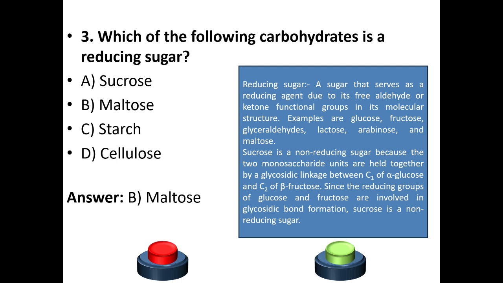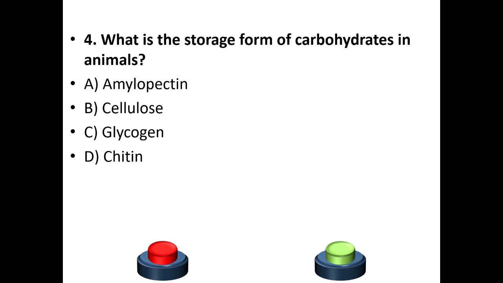Sucrose is a non-reducing sugar because the two monosaccharide units are held together by a glycosidic linkage between C1 of alpha glucose and C2 of beta fructose. Since the reducing groups of glucose and fructose are involved in glycosidic bond formation, sucrose is a non-reducing sugar.